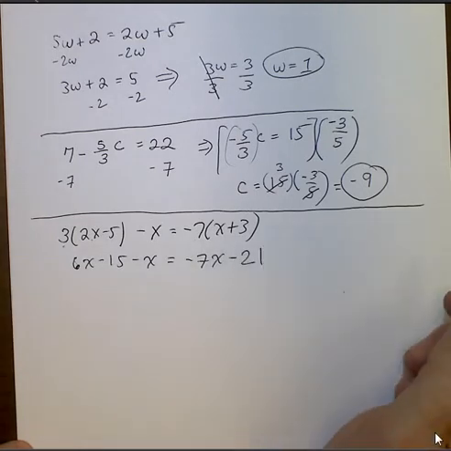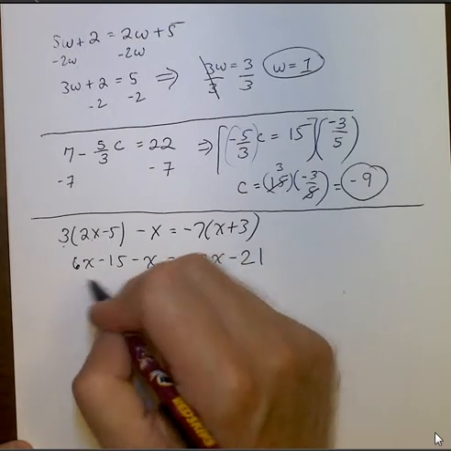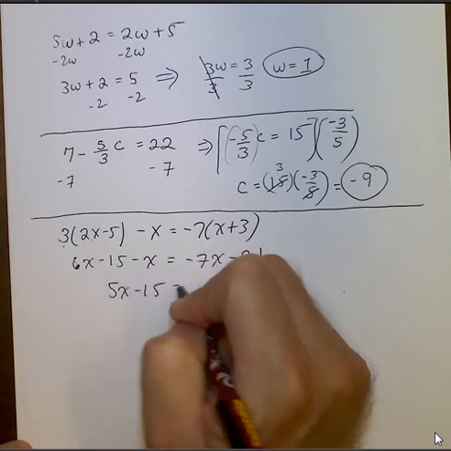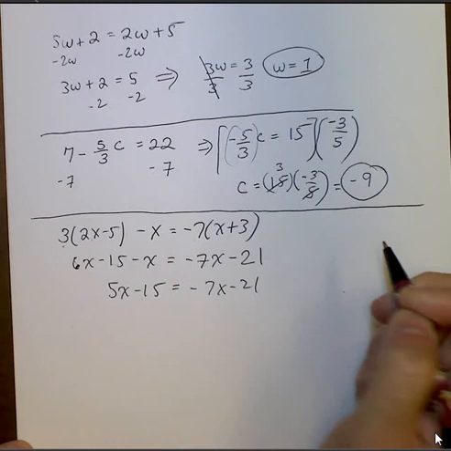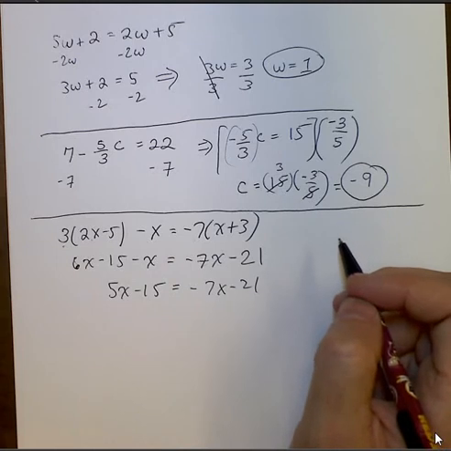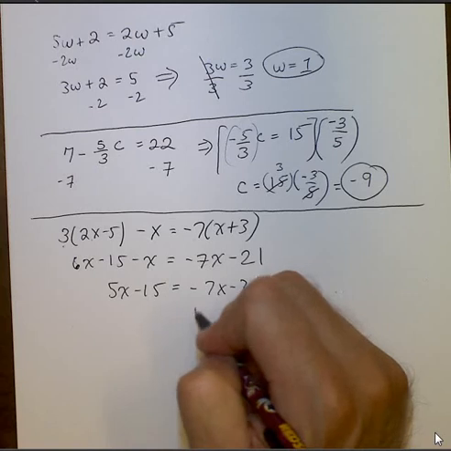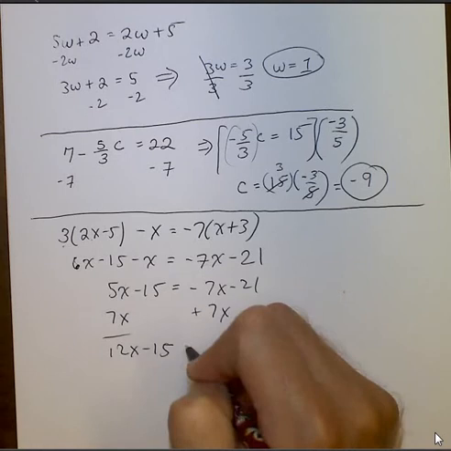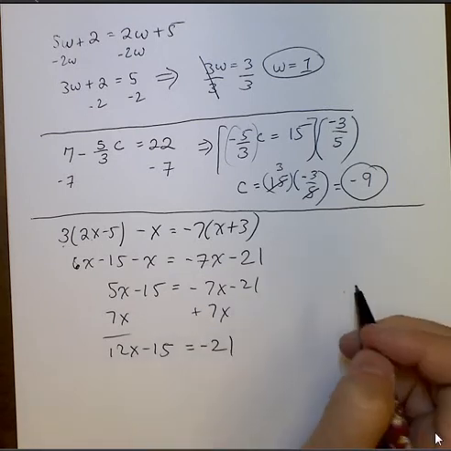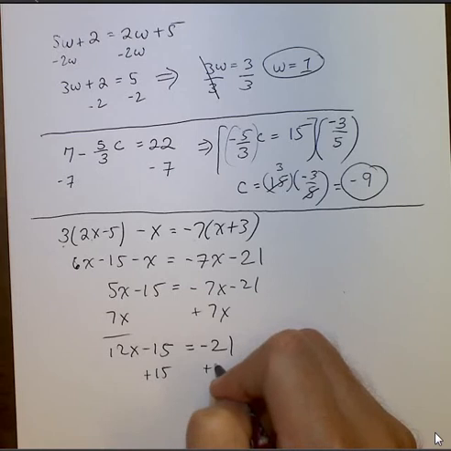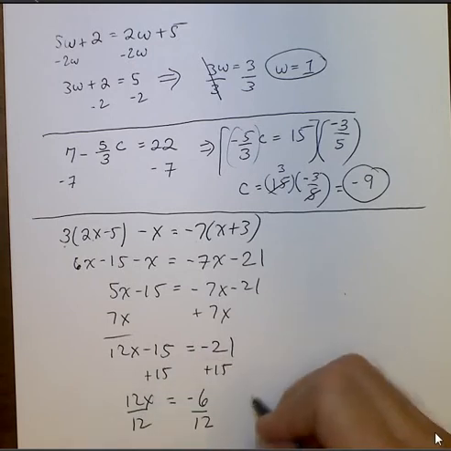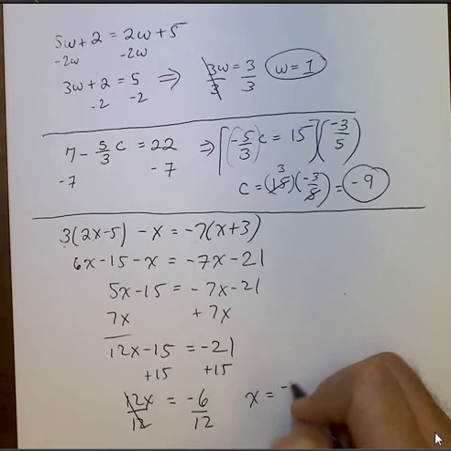Now we combine the like terms on the left. We get 6x minus x, which is 5x. There's nothing to combine on the right. We now need to put our x terms on one side and all other terms on the other side. So I want to bring the 7x over. You get 12x minus 15 equals negative 21. Now I'm going to bring the 15 over to this side, and I get 12x equals negative 6. I'm going to divide by 12, and I get x equals negative 1/2.